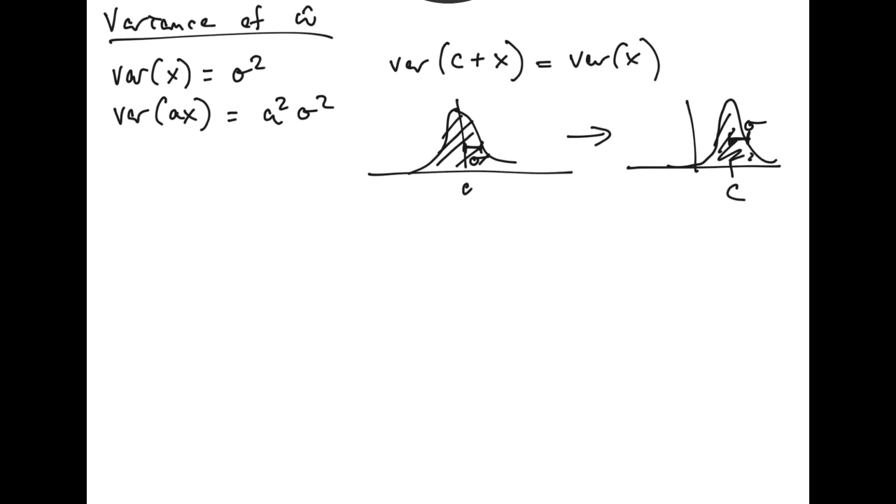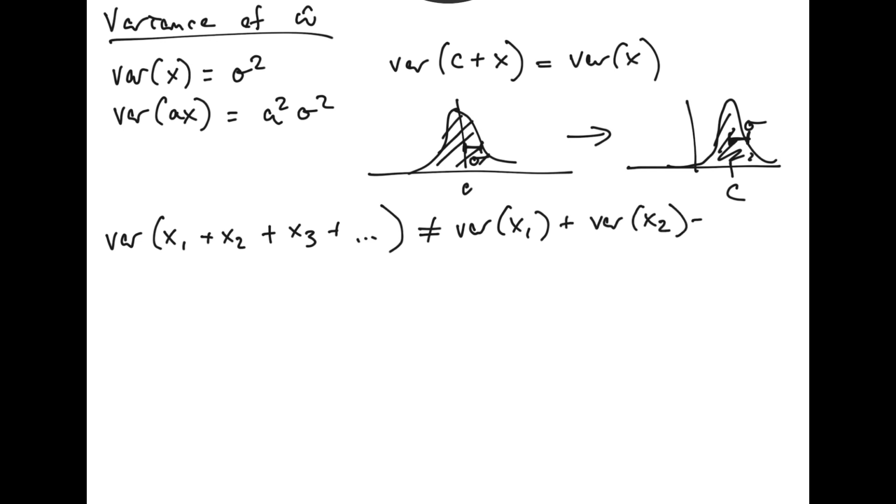Okay, one more identity we'd like to know. If we have the variance of a sum of random variables, say x1 plus x2 plus x3 and so forth, in general this is not equal to the variance of x1 plus the variance of x2 and so forth. So we need to account for the covariances as well, unless x1, x2 and so forth are independent. If they are independent, then this is true.